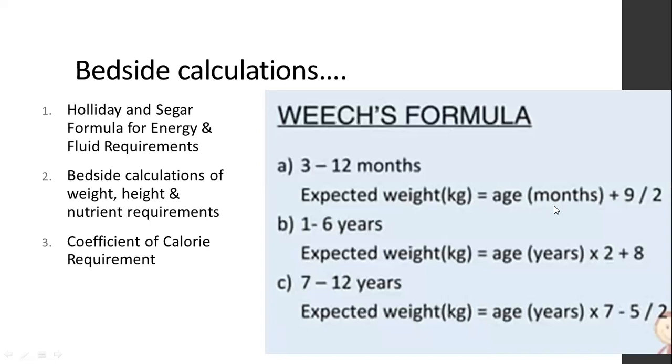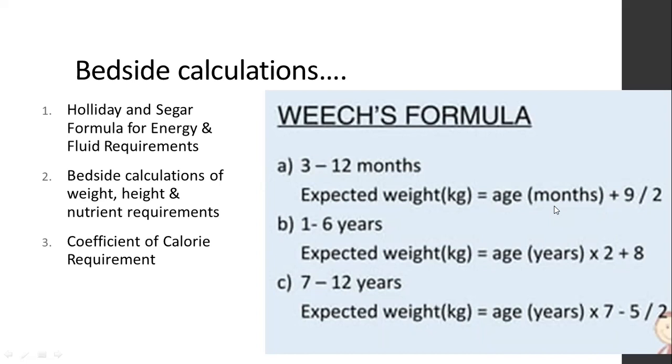Next is the bedside calculations for weight and height nutrition requirements. So here we use the Weech's formula. Weech's formula we have discussed many times. If the child's age is around 3 to 12 months, what is the expected weight? Age in months plus 9, the whole divided by 2. This is the Weech's formula.